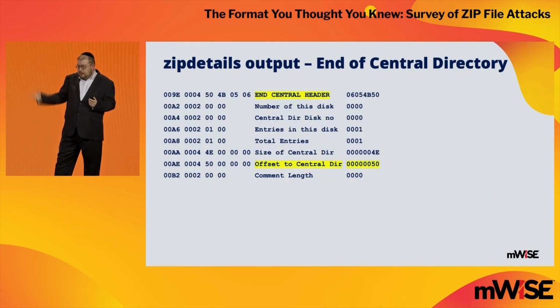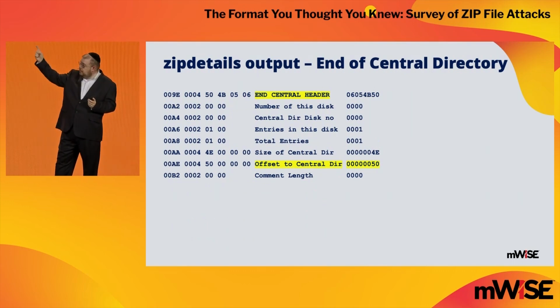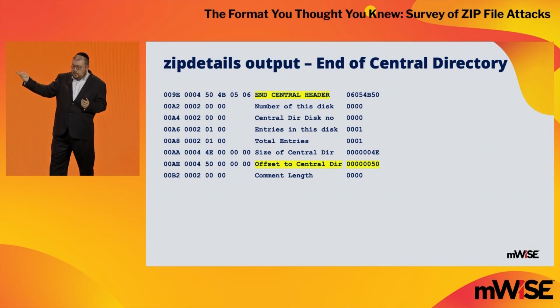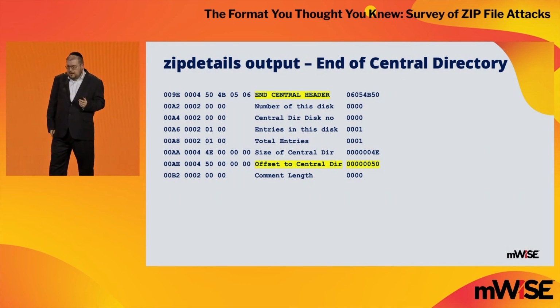And then you've got the end of the central directory record. Again, working backwards, you start parsing here, it gives you the offset, you go back to the central directory, and then you go back from there.